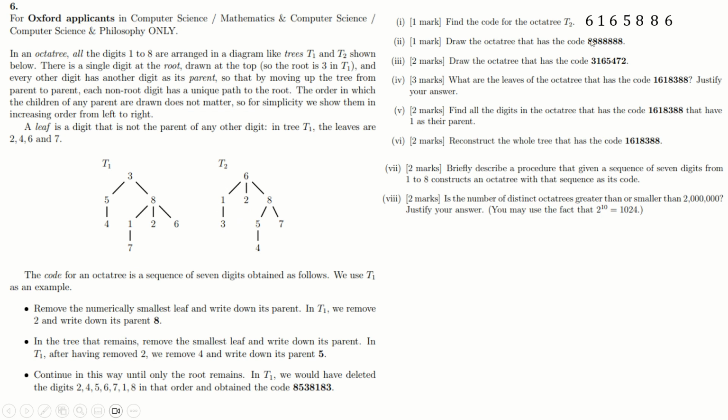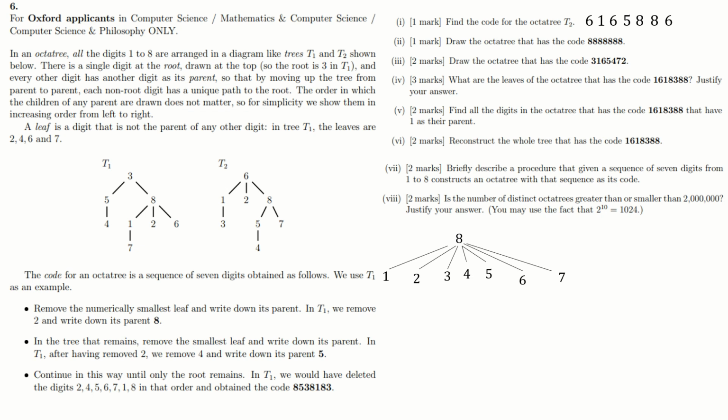So if we're seeing a code like this, it means that 8 is a parent. It's not a leaf. But how do we write a code in which it's all 8s? Well, that's just if 8 was a parent to all of them, and we just deleted 1, wrote 8, deleted 2, wrote 8, deleted 3, wrote 8, and so on. And likewise for this one, notice how this has all the numbers except for 8. So therefore, 8 is the only leaf because we've never written it down.